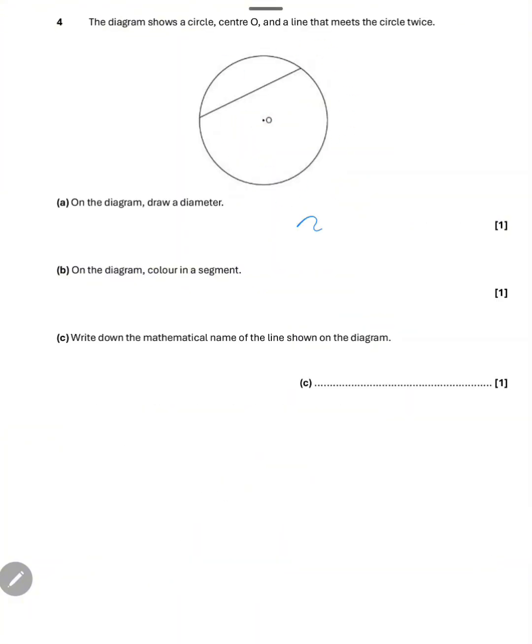Question 4, we've got a circle and we just need to know the parts of the circle. So part A says draw me a diameter. A diameter goes from one side to the other and it must go through the centre. So there is your diameter.